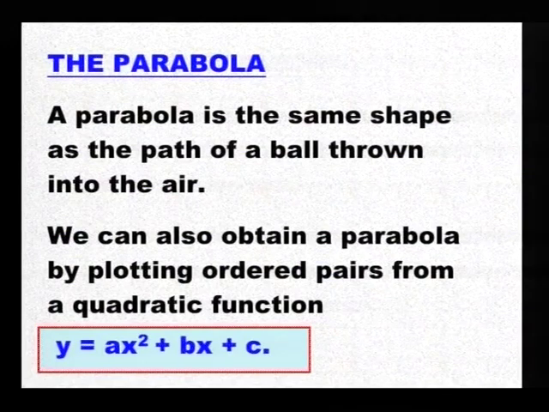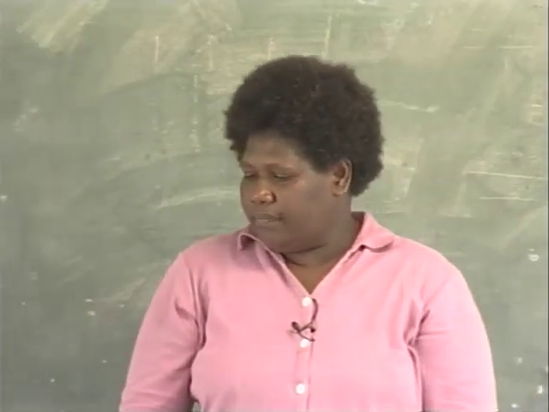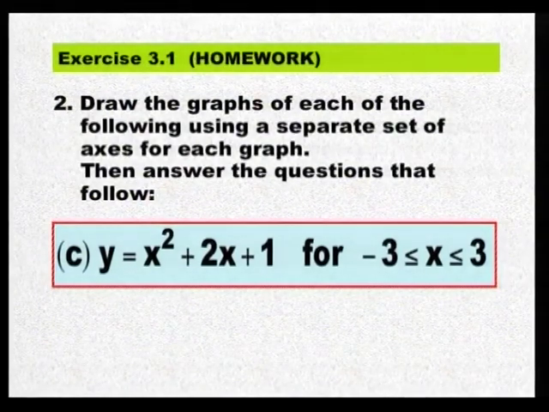We can also obtain the parabola by plotting ordered pairs from a quadratic function. I mentioned that in the previous lesson already. y equals ax squared plus bx plus c. Okay, on to the homework. The first group had to plot y equals x squared plus 2x plus 1, for x from negative 3 to positive 3. Can you come and show your graph to the class and answer the questions that follow?